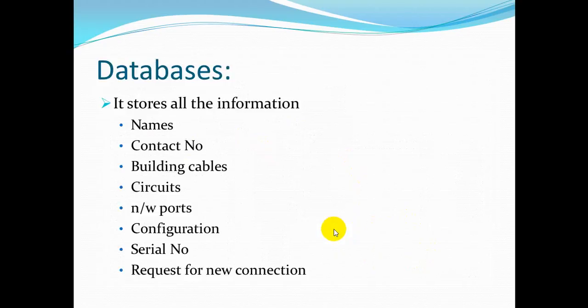Our next system is the database. We store all the information of the network in the database, such as name, contact number, building, cables, circuits, network ports, configurations, serial numbers, and requests for new connections. So, in order to access information efficiently when a problem is reported, it quickly generates accurate information regarding the end-to-end connection.